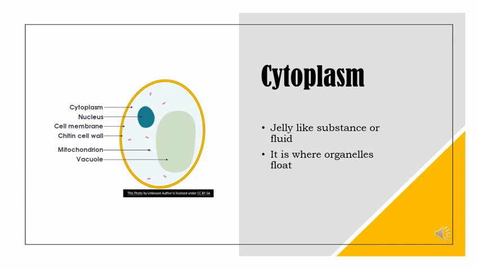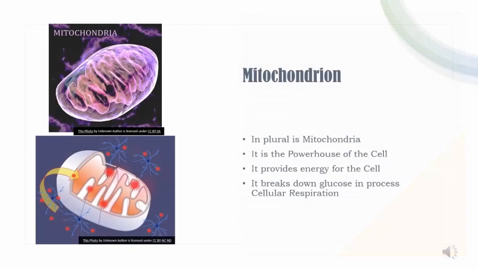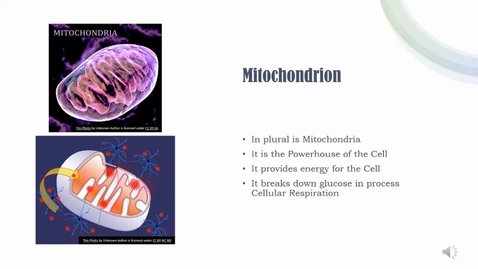Then we have the mitochondrion. It is the powerhouse of the cell. It provides energy for the cell by breaking down glucose in a process that we call cellular respiration. When we have one of these, we call it a mitochondrion. However, if we have multiple of them, we call them the mitochondria.